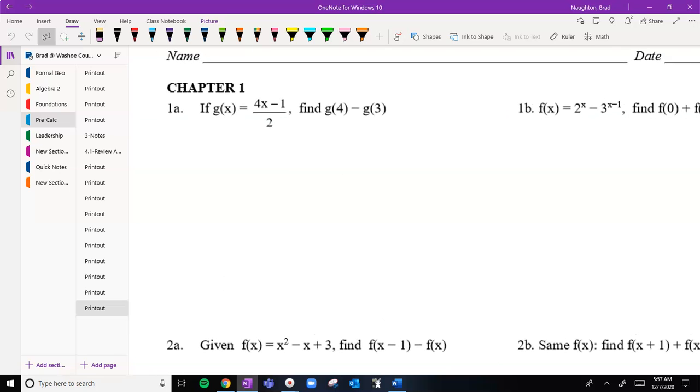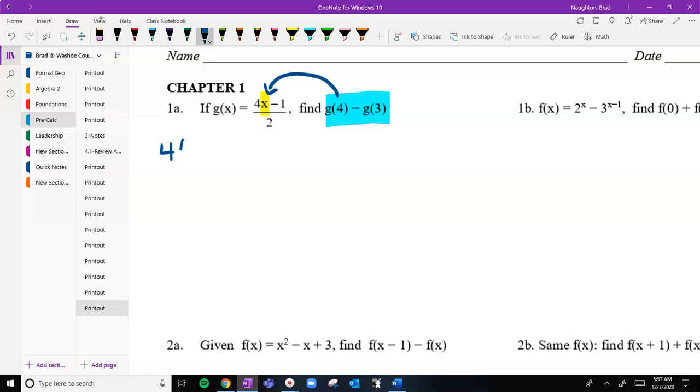So it's going to ask right here what we're going to do in number 1, and that's going to plug in 4 and plug in 3, and then subtract those values. So we have our x right here, and since there's only one x, we're only going to plug it into one spot. So first let's plug in our 4.